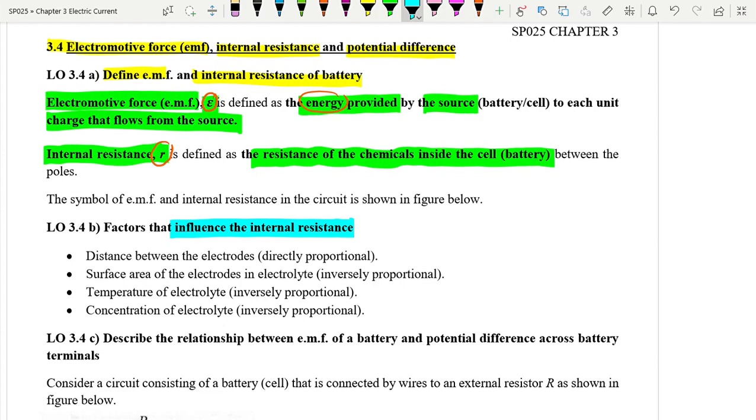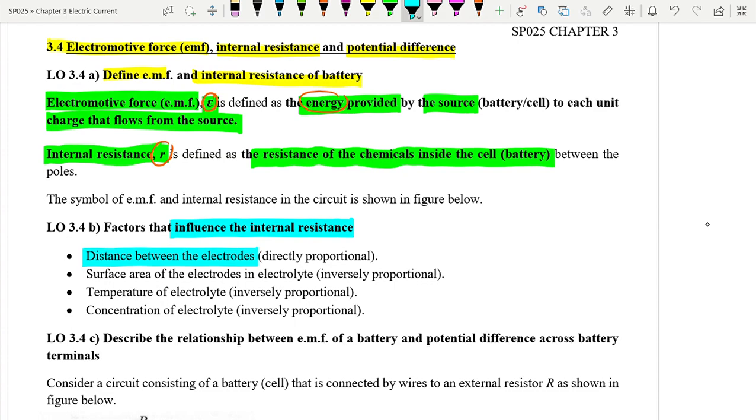Okay, so yang pertama, dia adalah distance antara electrode. So kita tahu bateri ni ada electrode, ada positive electrode, ada negative electrode, known as anode and cathode. Jadi distance between these two electrode ni influence the amount of internal resistance of the battery. Jadi makin jauh jarak electrode tu makin tinggi nilai internal resistance.